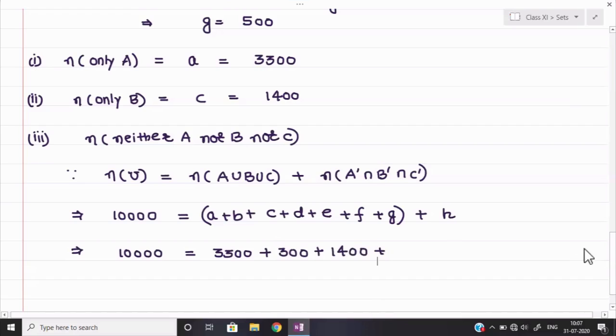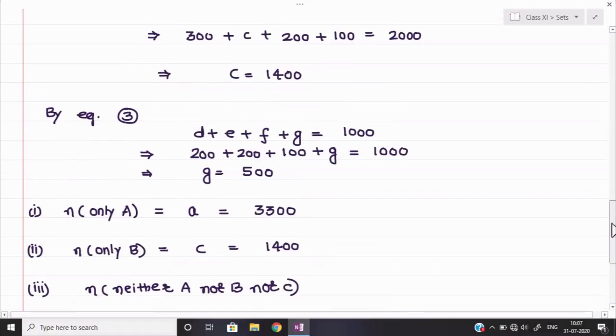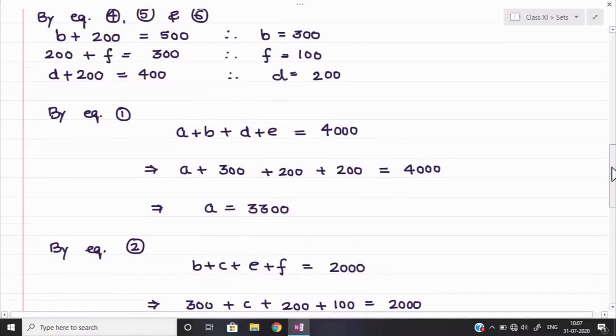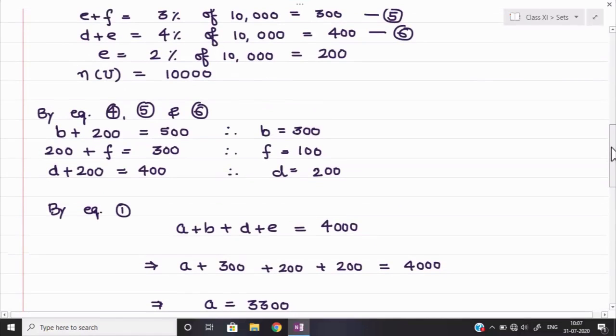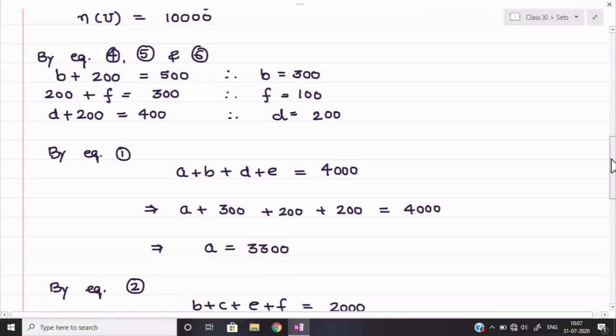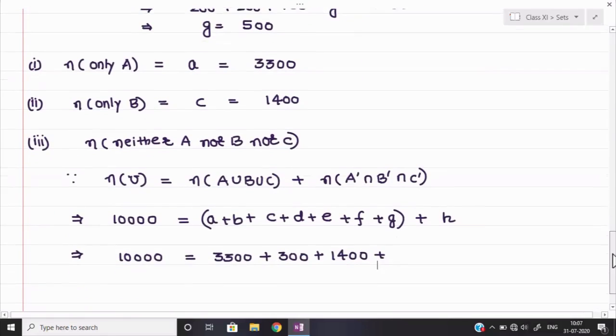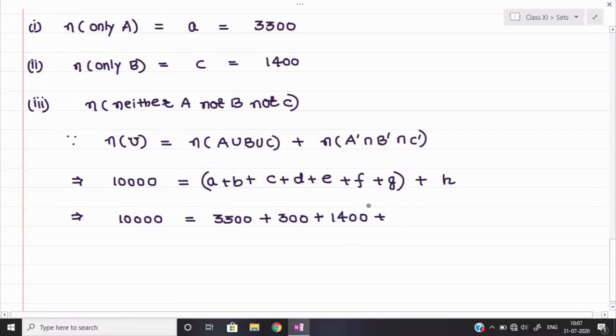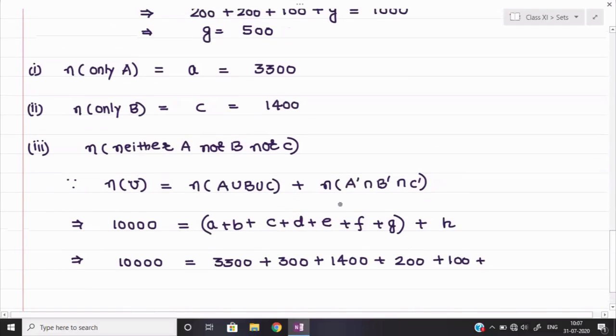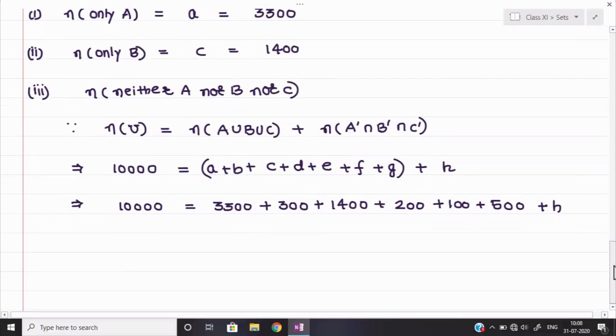We require only two more values, E and F. So again we can go to the top and find the value of E and F. See, F is 100 and E is 200. Sorry, E I will write down first. E is 200, F is 100, and G is I think 500. The value of G we have found here only. Yes, G is equal to 500, and then plus H will be as it is. Okay, let us simplify now. It will give you the value of neither nor.